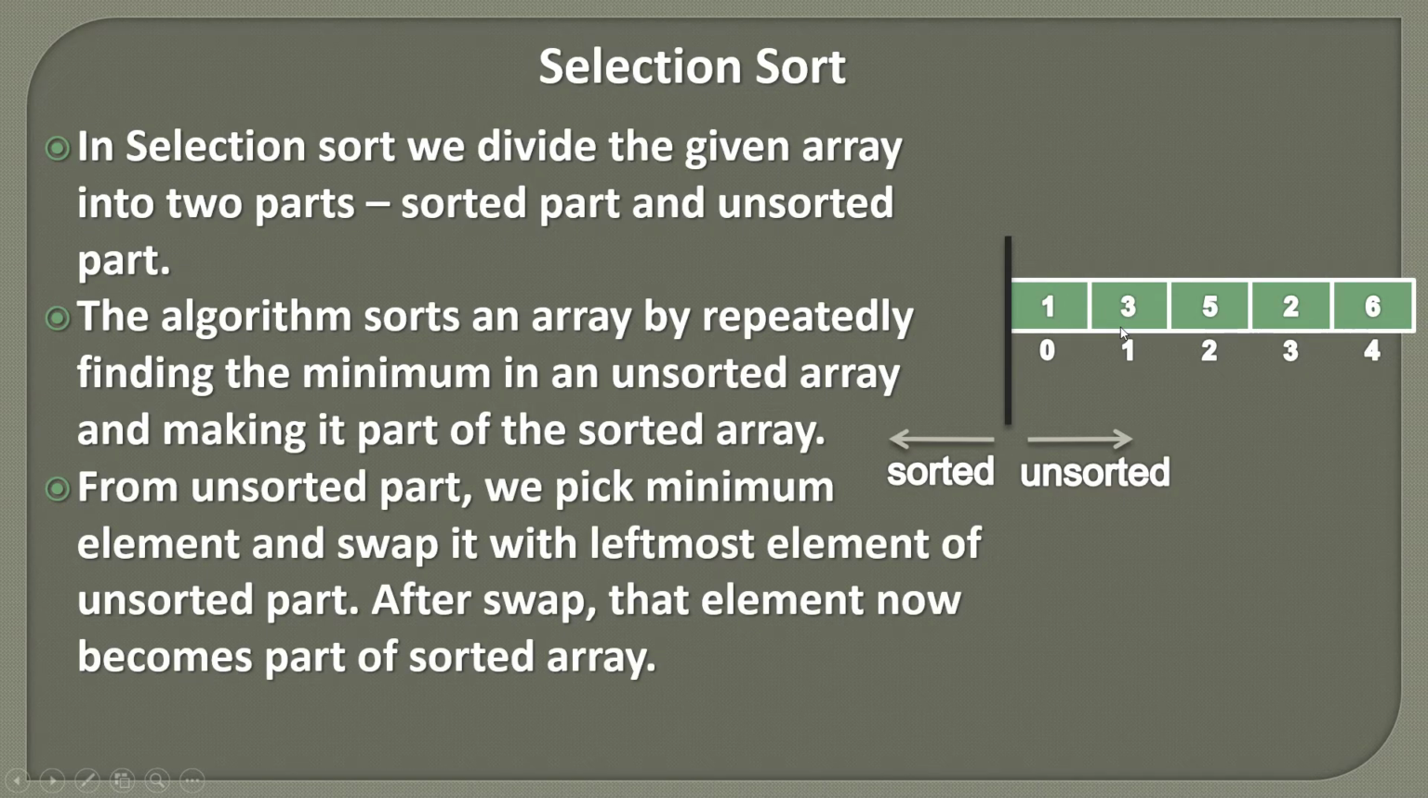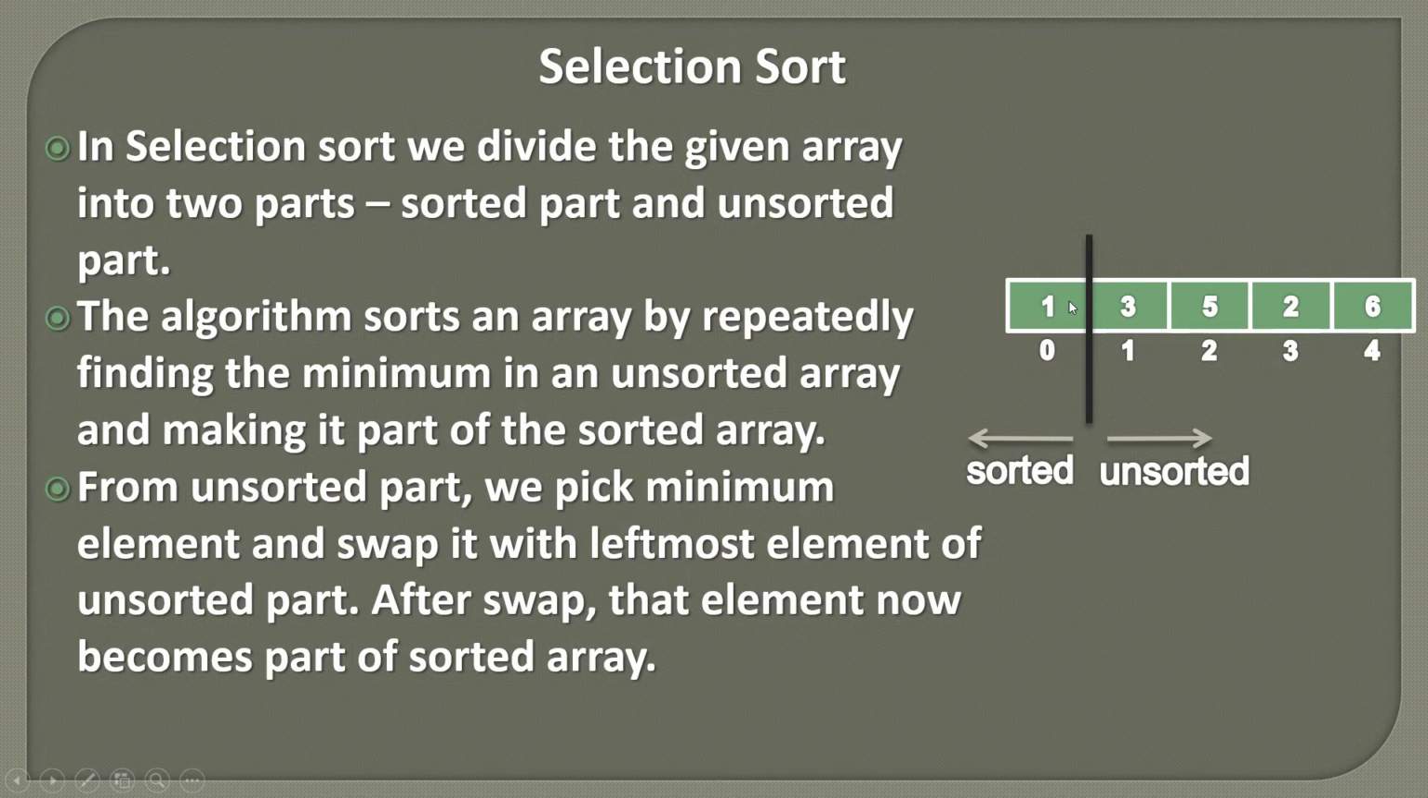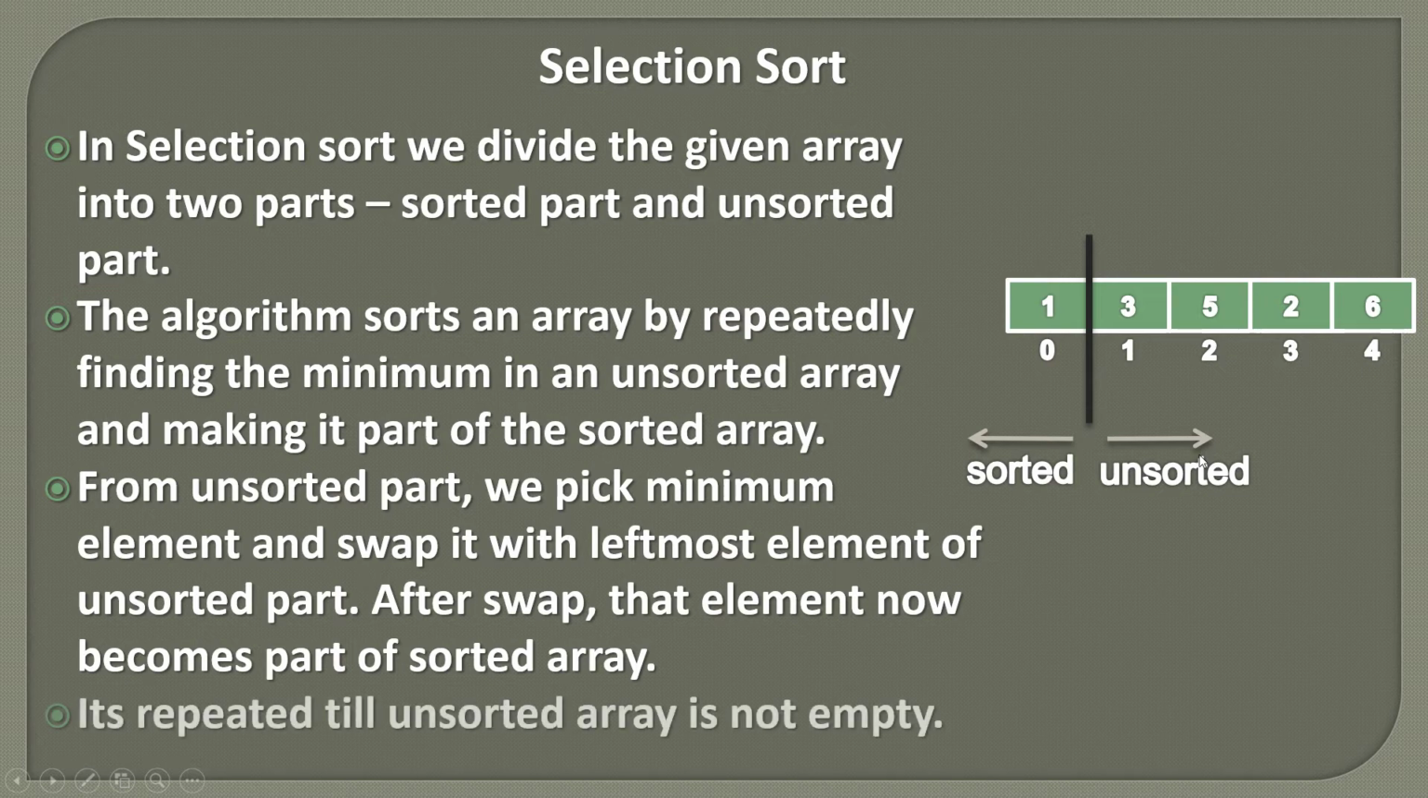it would look something like this. And we know that 1 is at its correct position because we want to sort the elements in ascending order. So after the swap is done, the element now becomes part of the sorted array. The boundary goes here, so we now have one element in the sorted part and the rest of the elements in the unsorted part. This process is repeated for each element in the unsorted part till this boundary reaches the end of the array. When all the elements are sorted, the unsorted part has 0 elements and all the elements are in the sorted part.